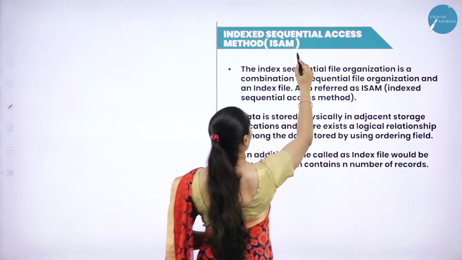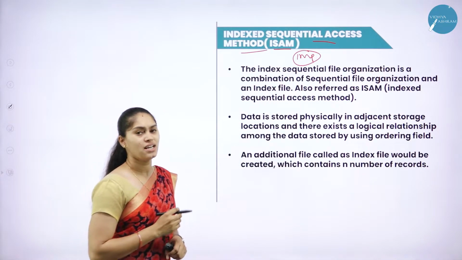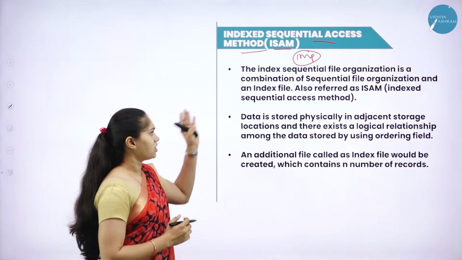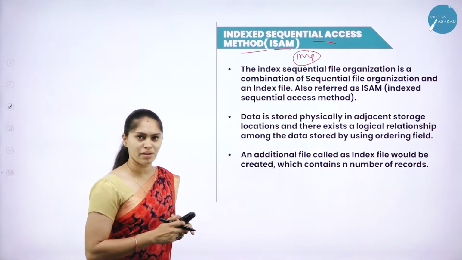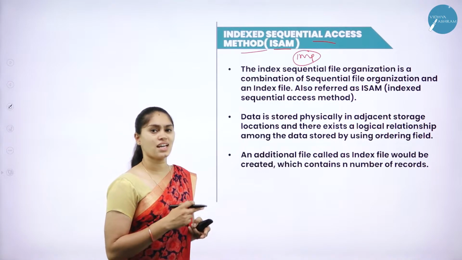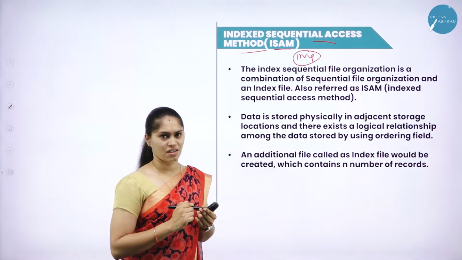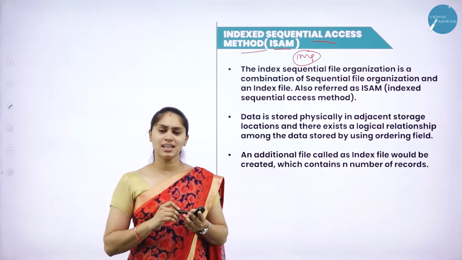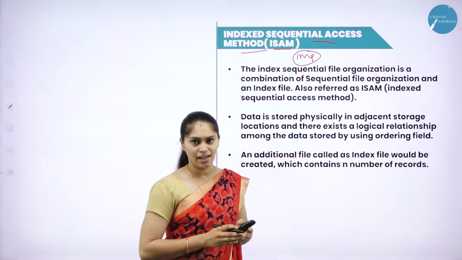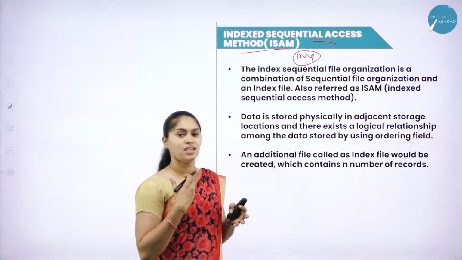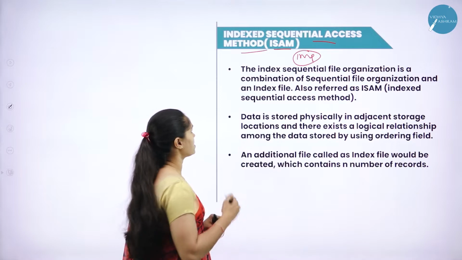Next, we have a very important topic, that is the index sequential access method. In short, we will be calling it ISAM. This is a very important question from the perspective of your examination. It is a combination of both indexed as well as sequential file organization. Sequential means one by one. Indexing means I can go to the place, or fetch the record of my choice, based on the index. When both methods work together, that is considered the indexed sequential access organization or method.